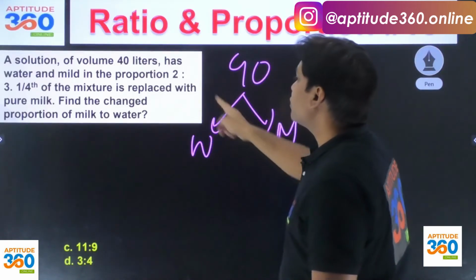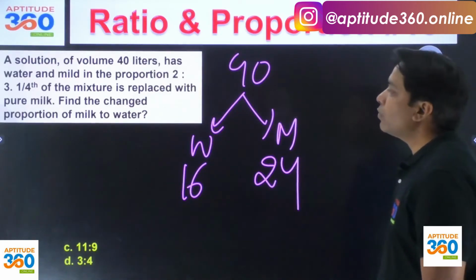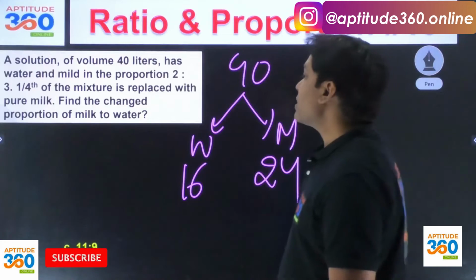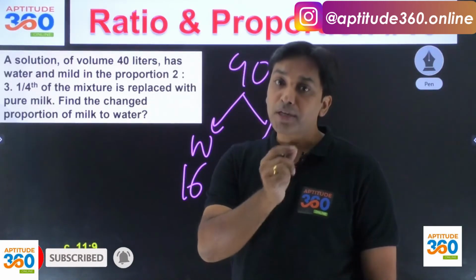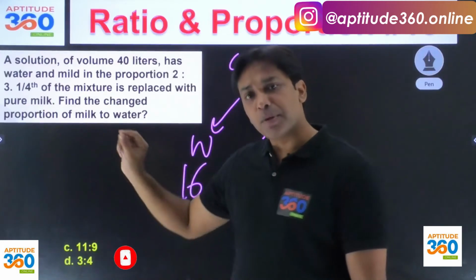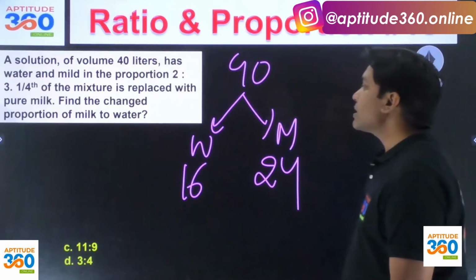Water and milk are in 2:3, so 2:3. Now you know this is 4, this is 16 and 24. 1/4 of the mixture is replaced. देखो replacement मैंने क्या बोला कि replacement हम डील करेंगे मिक्सचर्स एंड एलिगेशंस में, बट यहाँ पे ये सिंपल सा प्रॉब्लम है तो मैं आपको डील करके दिखा रहा हूँ.